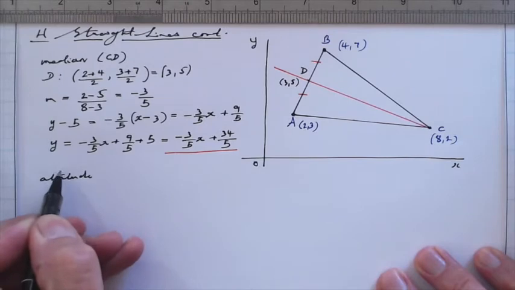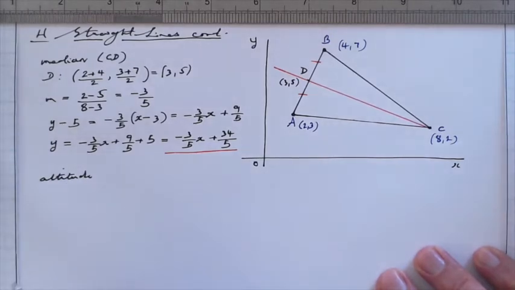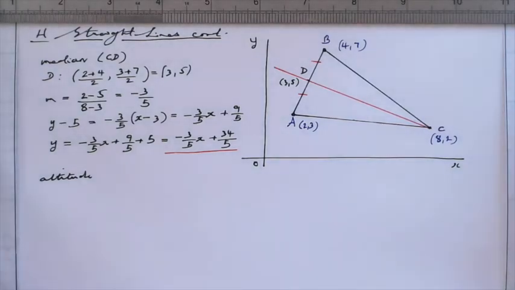Now, I don't usually do terrible jokes, but a terrible joke that just immediately springs to mind would be that if you were sick of doing straight lines, you might say you have altitude sickness. Very poor, I apologize.